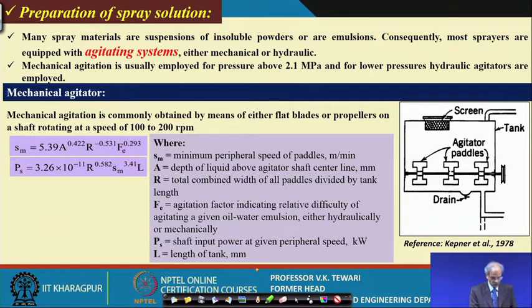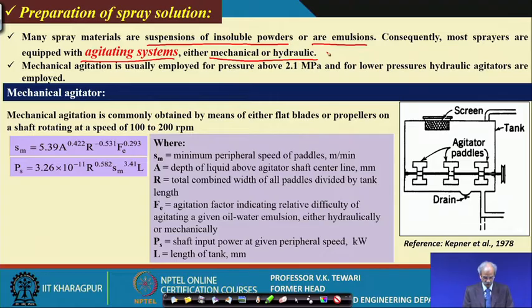So, you see here that many spray materials are suspensions, insoluble powders or emulsions. So, we need to have an agitation system in that spray, whether mechanical or hydraulic, whatever. We need to have agitation. How do we do it? If it is a very large one handling a large amount of chemical, then in the tank there has to be a mechanism created. You can create that mechanism, as it is said, mechanical or hydraulic system.